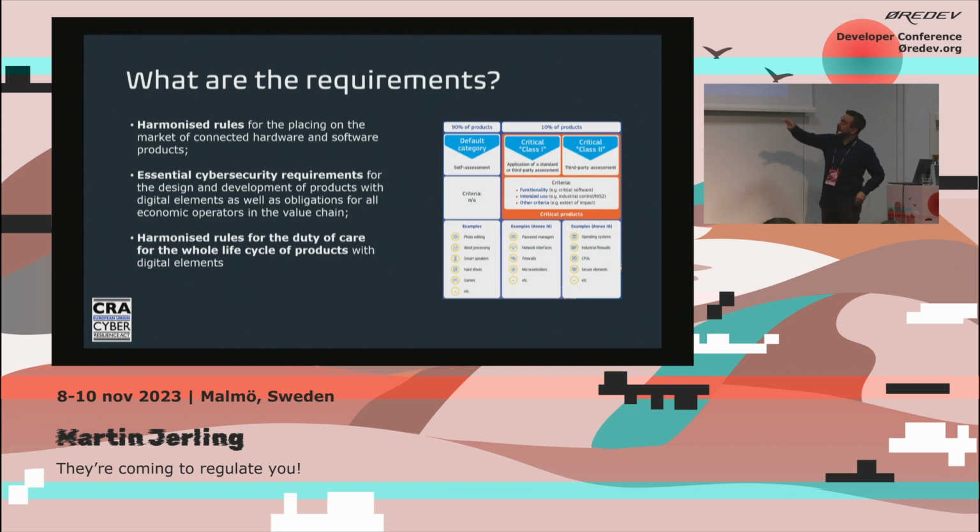Also, it splits up into different categories. So you have the default category. I think this is where most products will end up. It depends on your company profile a little bit what you put on the market here. But 90% is estimated to be self-assessment. You self-declare. And then you have critical class 1. This is when you need to declare according to a standard.